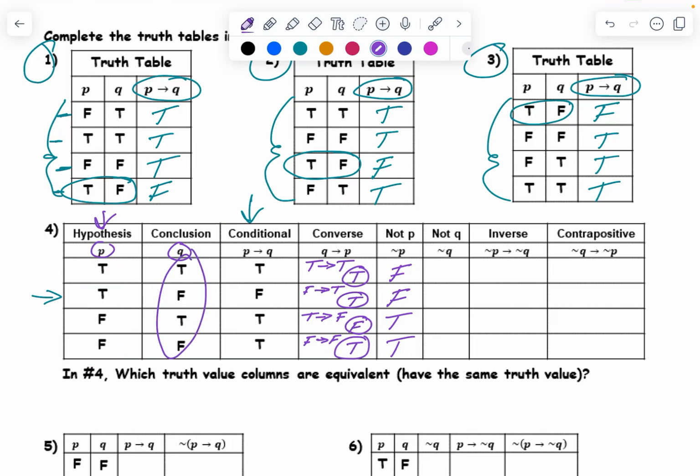Now we want to look at Q because we need not Q. So the opposite of true is false. The opposite of false is true. The opposite of true is false. The opposite of false is true.